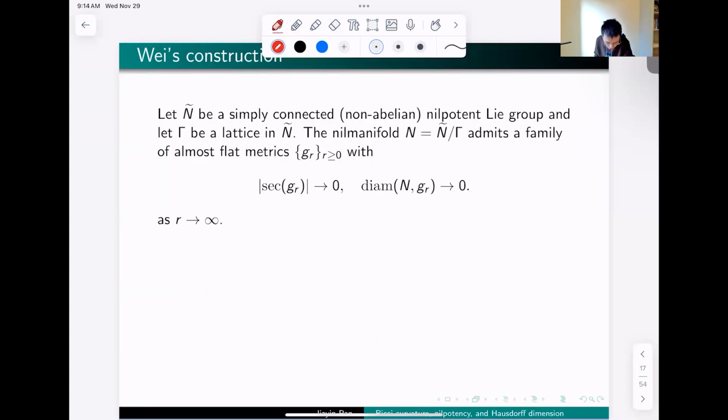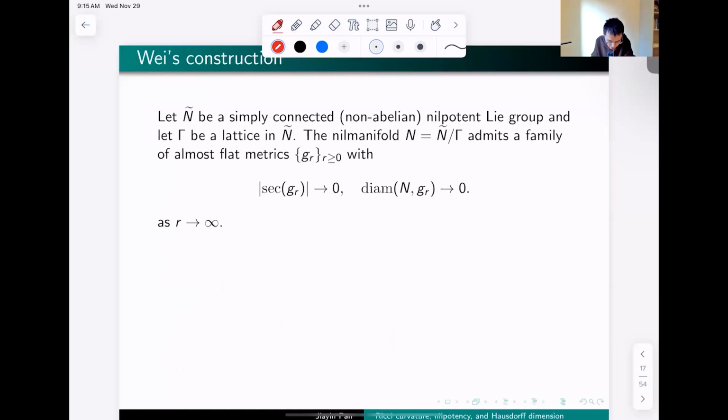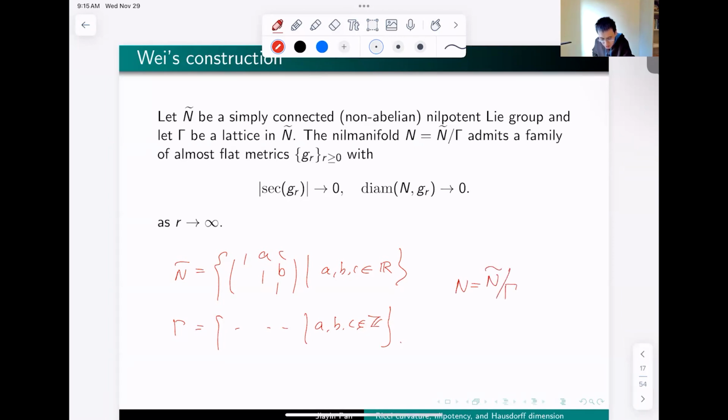Now, here is Guofang's construction back in the day. You take N tilde to be a simply connected nilpotent group, for example the Heisenberg 3 group, but with a, b, c in R. And then you take a lattice in that, so basically now you take a, b, c integer valued. Now it is well known that the quotient, which is a so-called nilmanifold, does not admit a metric of non-negative Ricci curvature because the fundamental group is a torsion-free nilpotent group.